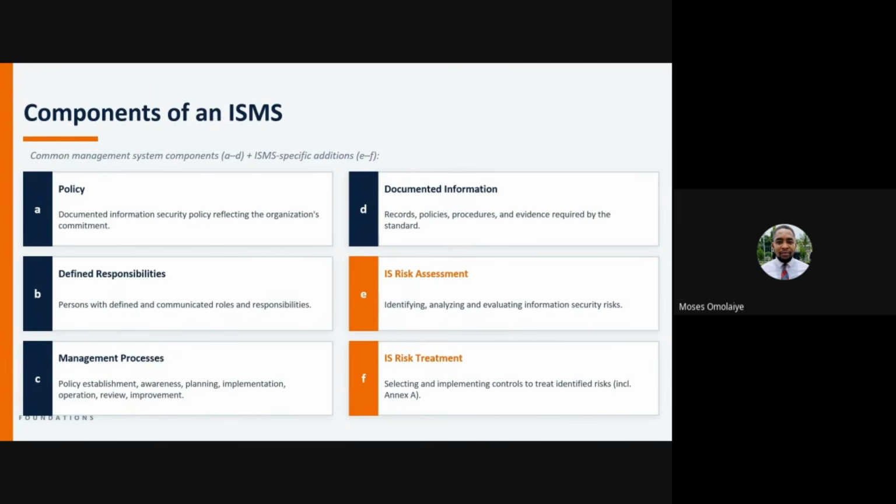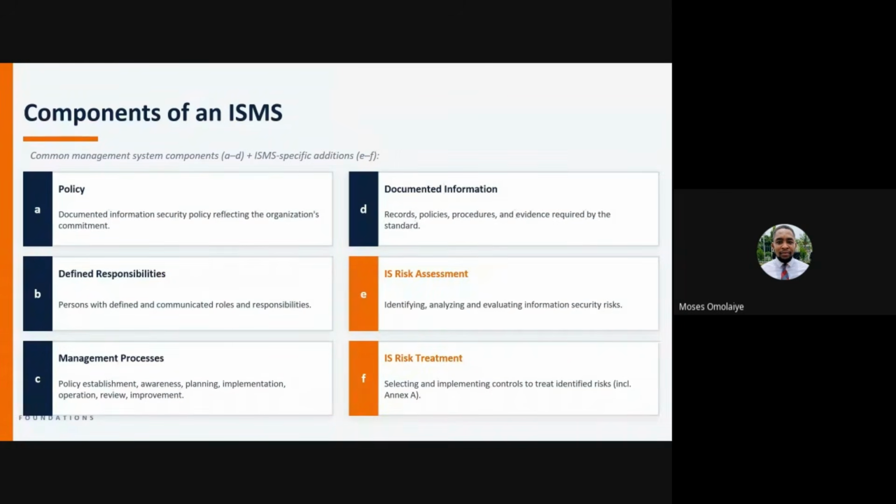Then documented information. So everything has to be documented. I used to have a boss that would tell me, if it's not documented, it doesn't exist. So you must have your records, your policies, procedures, and where required, evidences. So there are some requirements by the standard, and then you need evidences to back those requirements, either the availability of those things or the lack of the availability.